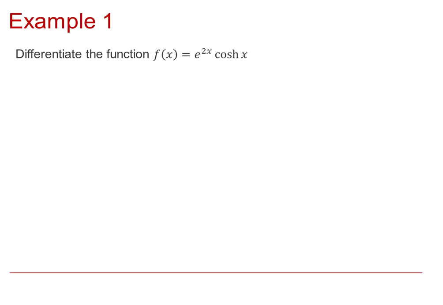In order to differentiate the function f of x equals e to the 2x cosh x, we could either use the product rule or the definition of cosh x. So I'm going to use the product rule here. I could write it as dy by dx, but I'm going to use f dashed of x. First differentiating the e to the 2x, that gives me 2e to the 2x cosh x, and then differentiating the cosh x gives sinh x.